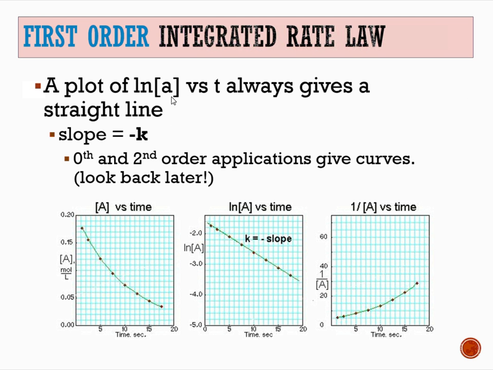But the plot of natural log of concentration versus time gives a straight line in a first order reaction, where the slope is negative of your rate constant. So remember, your rate constant can't be negative. It can be really small, but it can't be negative. So this slope that we see in the natural log versus time graph is equal to the negative of your rate constant in a first order reaction only. Zero and second order, we look at it with a different graph in mind, and we'll talk about that on a future slide as well.